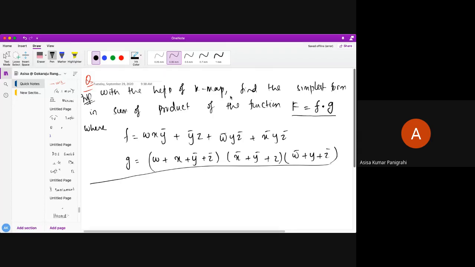Okay, so what you need to do here actually. So the question, can you read it once? The question: with the help of K-map, find the simplest form in sum of product of the function. The function is in sum of product and which has the identity f, which is f and g. Here two functions are given, f and g, like this. Do you all understand or any doubt on this?